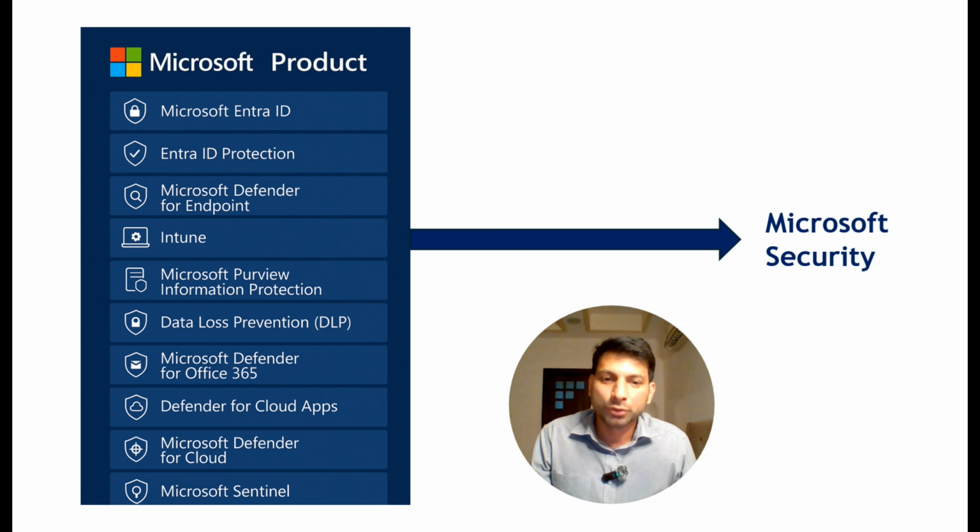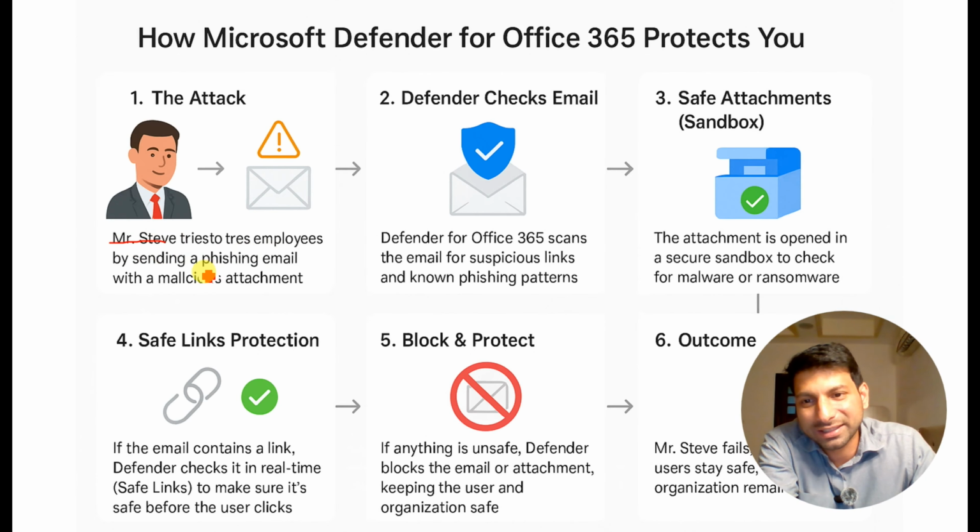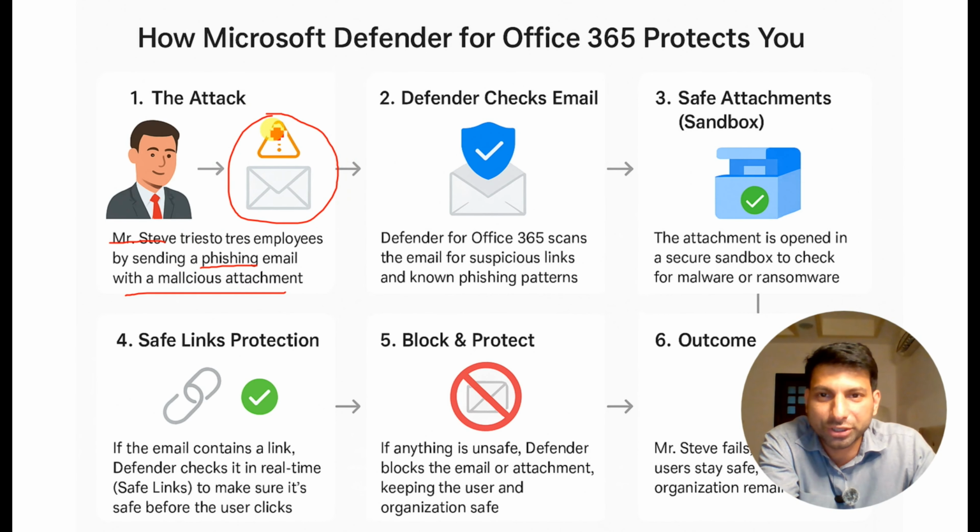for an external threat and for an internal threat. Now the first product, which is Defender for Office 365, how does it protect us from the external threat? Let's understand that. For that, let us consider a story. I take a real life example. One Mr. Steve tries to send a phishing email with a malicious attachment to our organization. He sent a phishing email.